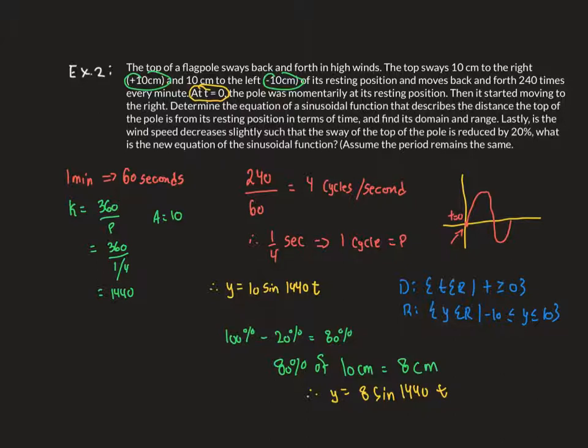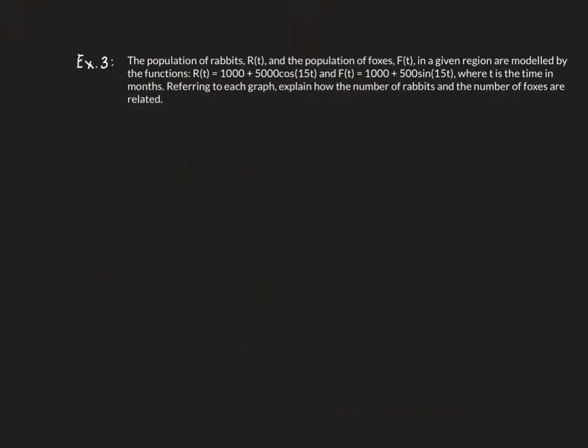Let's look at our last example. Okay, this last example says the population of rabbits, R of t, and the population of foxes, F of t, in a given region are modeled by functions R of t is equal to 1,000 plus 5,000 cosine 15t, and F of t is equal to 1,000 plus 500 sine 15t, where t is the time in months. Referring to each graph, basically meaning they want you to draw a graph, explain how the number of rabbits and the number of foxes, not Megan Fox, are related. Okay, so let's take a look.